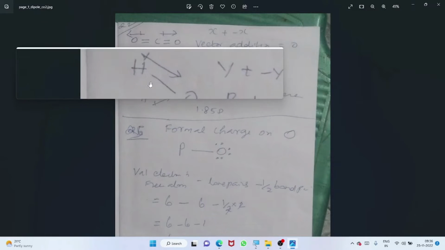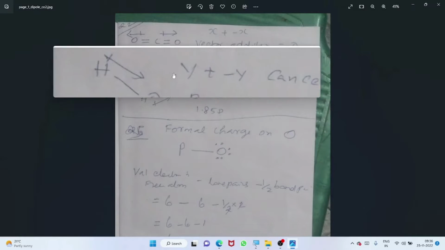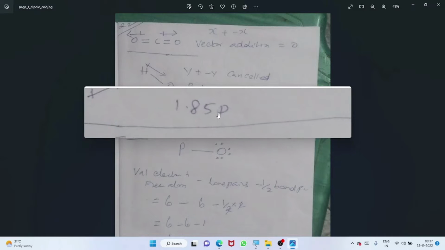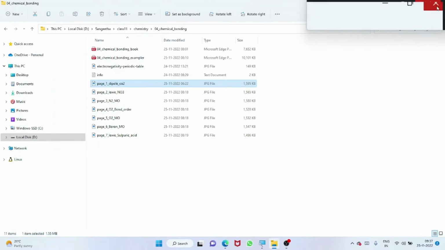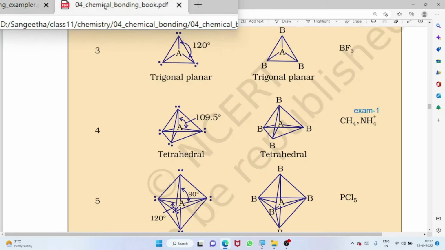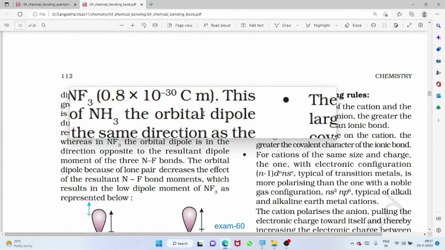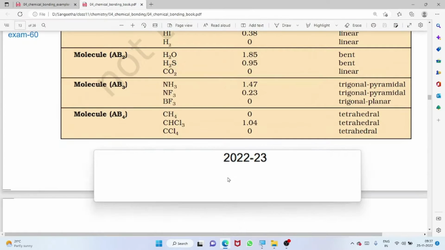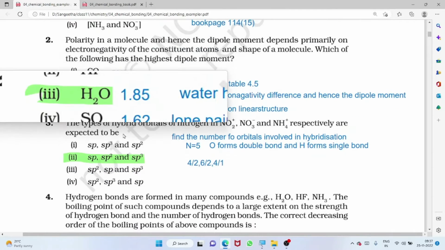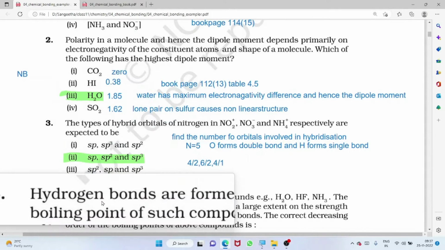So there is a zero dipole moment for CO2. But in water, oxygen is more electronegative than hydrogen. The y components, above and below, cancel out, but there is an x component. So 1.85 D is the dipole moment of water, as given in the book. The other molecules also have a dipole moment, but it is less than that of water. So option 3 is the correct answer.